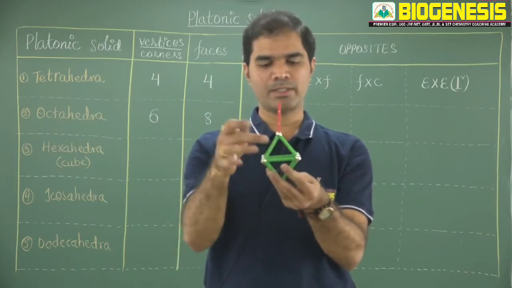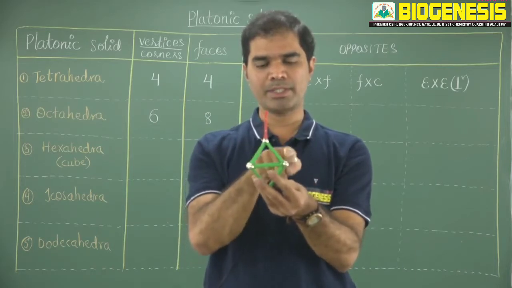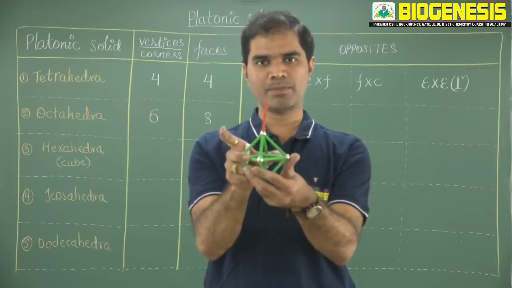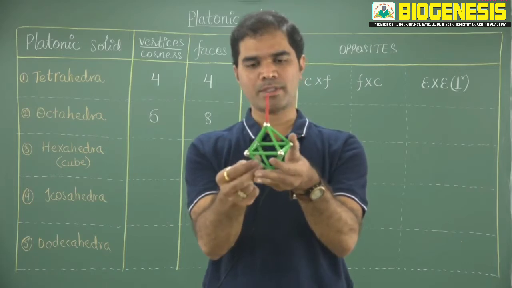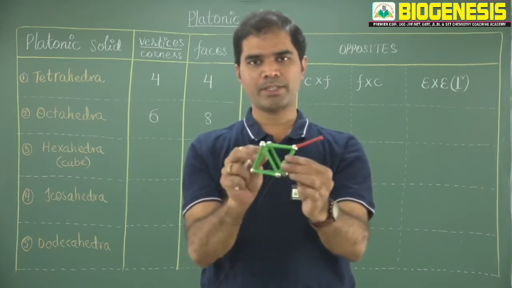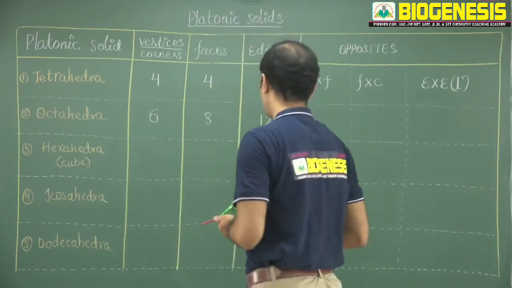For this edge, opposite is an edge. For this edge, opposite is an edge. And you just watch any pair of edges, they are parallel to one another. Suppose if I choose this, exactly opposite is this, and they are parallel. So for any edge, opposite is another parallel edge. Now we have established all the opposites.